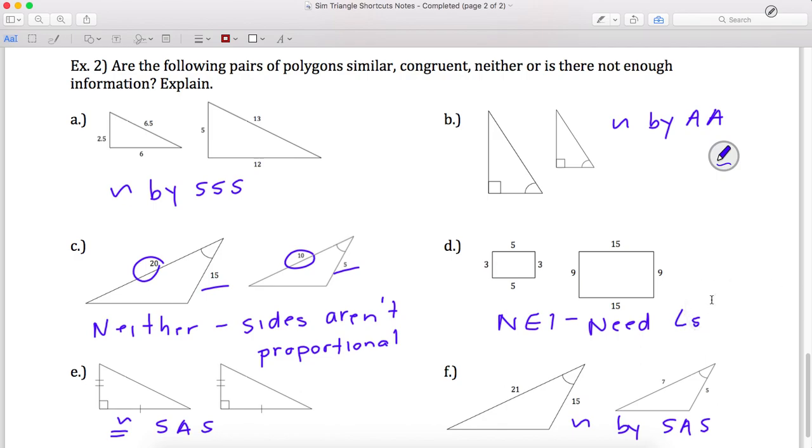Okay, so that's it for the notes. On the homework, just FYI, the first part of it will be just similarity and similarity only, since that's what we're trying to practice today. But then when you get to the second half of it, or the bottom side of the back, it will be a mixture of both congruence and similarity.